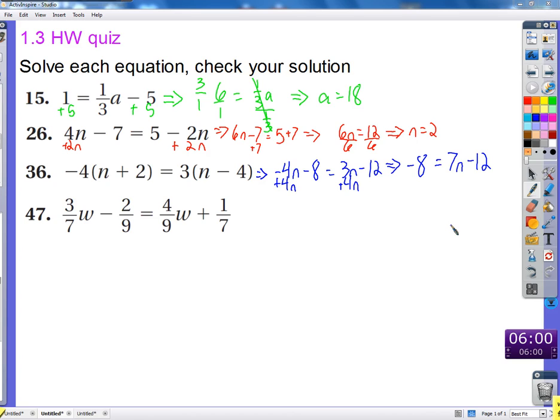Okay, what now? Add 12, I like it. It's a good idea. 7n equals 12 minus 8. And then, last, divide by 7. Okay. No need for a calculator. 4/7 completely obtainable. We don't need to write a decimal.